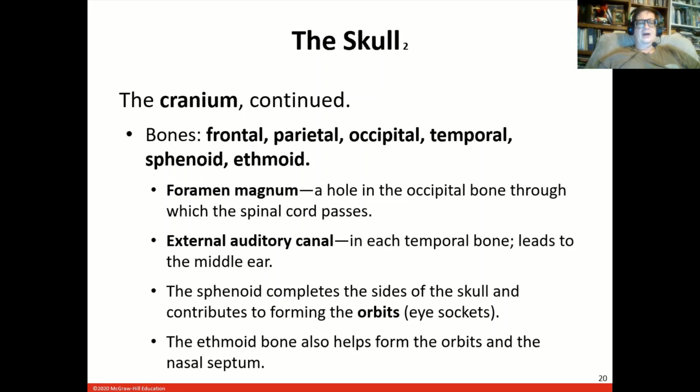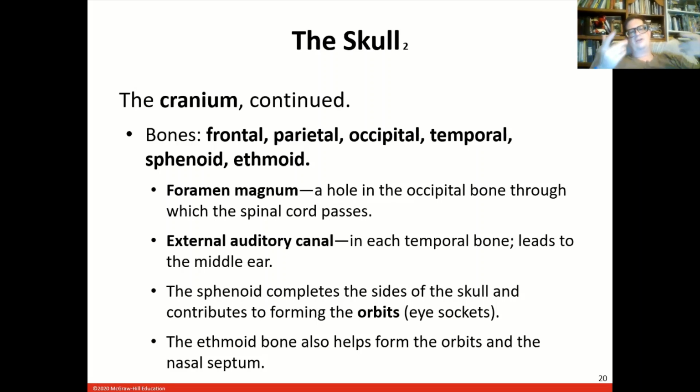All right. The cranium, our bones: frontal, parietal, occipital, temporal, sphenoid, and ethmoid. All right. The frontal in front, the parietal, the occipital, the temporal. Here, let's do this again. Okay, let's try it like this. The frontal, the parietal, the temporal, the occipital.